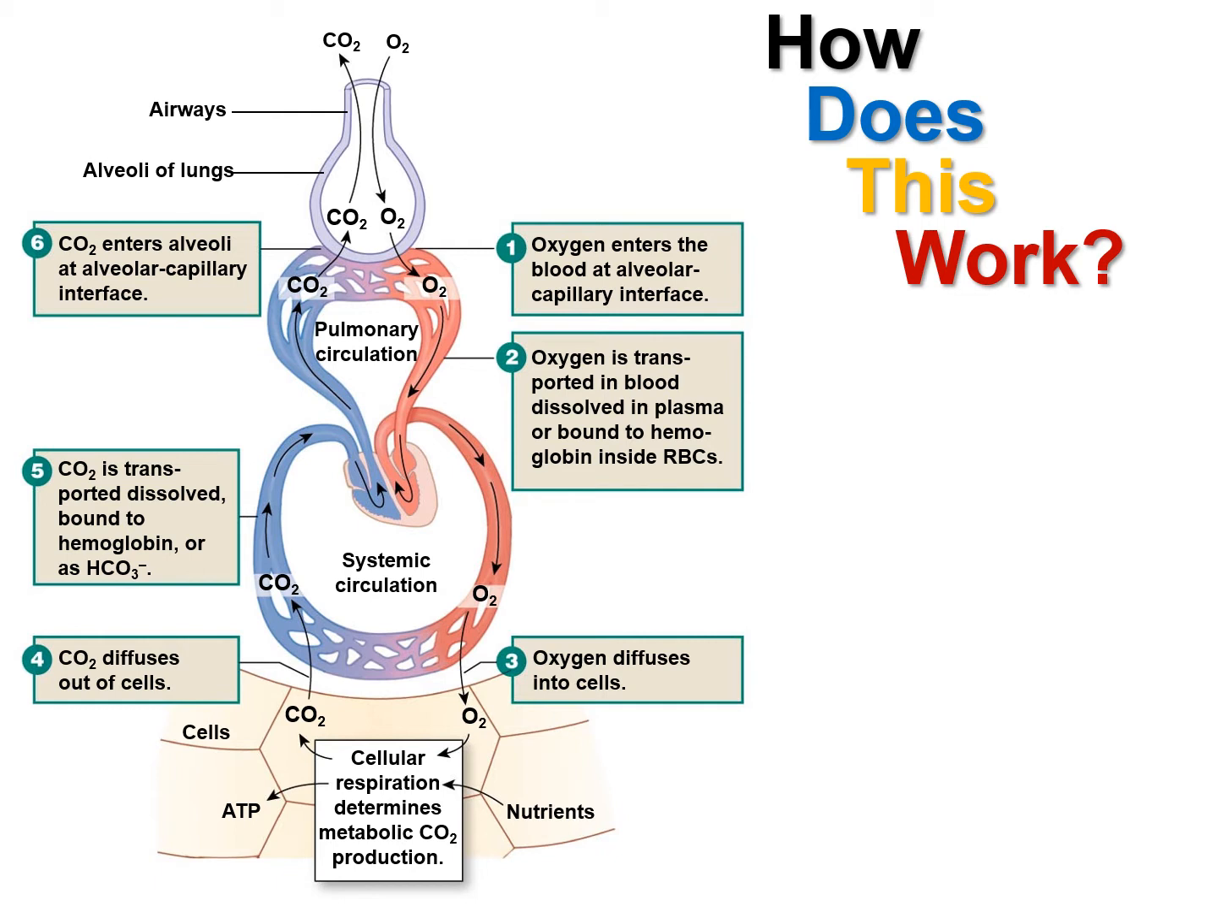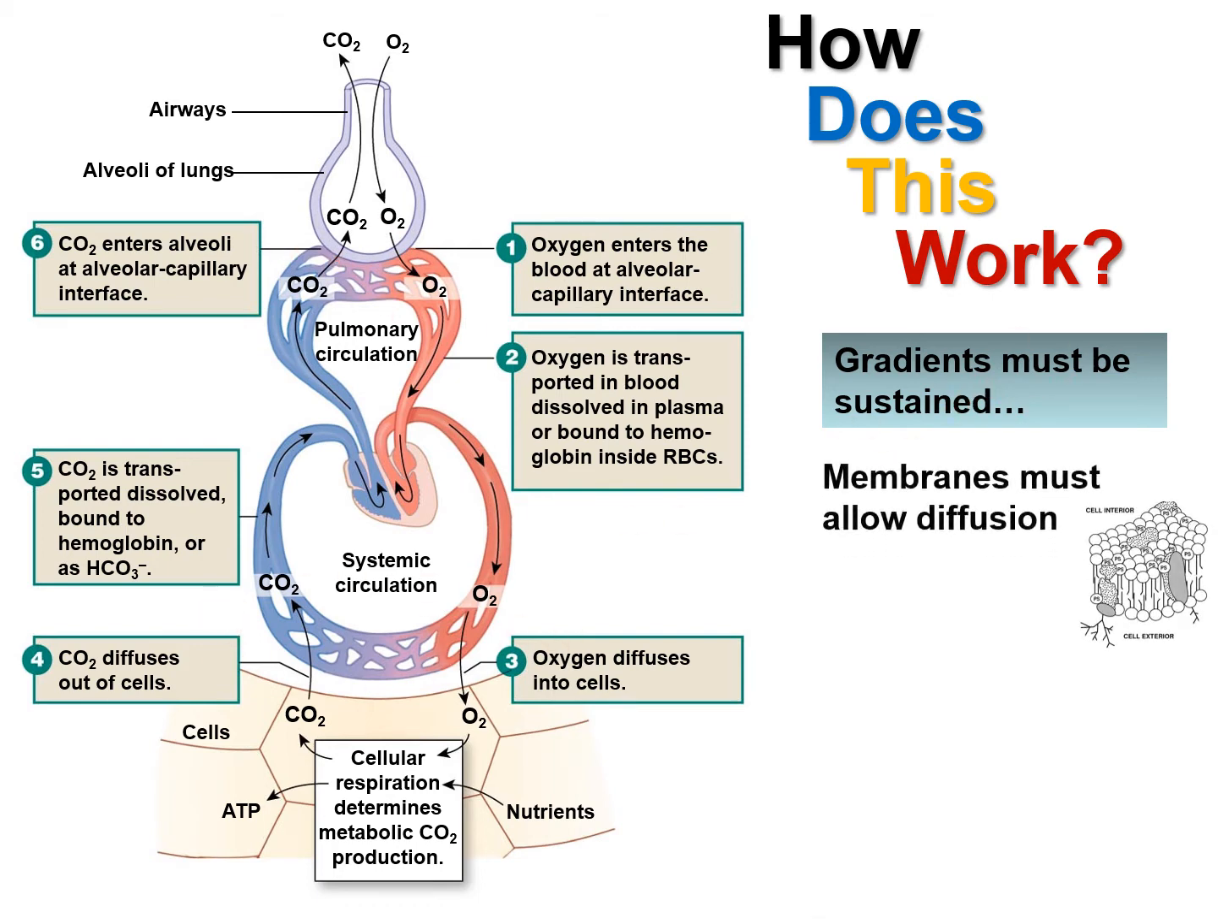But the question here is, how does this work? We know what's going on: we're breathing in order to sustain oxygen diffusion. We're breathing in order to sustain carbon dioxide diffusion, not only right here, but also down here at the tissues. How does this work? We're going to go into some of those chemical details and solubility details. Why do we have hemoglobin in the first place? Gradients must be sustained. We have to sustain gradients here, and we have to sustain gradients here. The membranes must allow diffusion, and that's the fundamental issue right now with COVID-19: we have barriers to diffusion at the level of the alveolus.